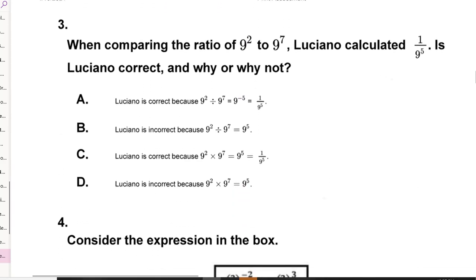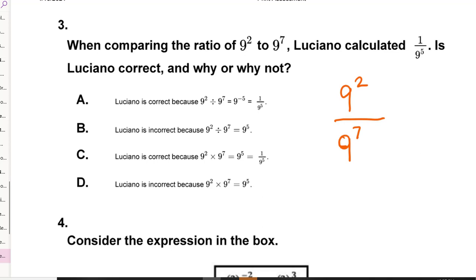All right, number 3. When comparing the ratio of 9 to the 2nd to 9 to the 7th. So I'm going to go ahead and write that as a ratio. A ratio looks like a fraction. It's comparing two things by dividing. Luciano calculated that as 1 over 9 to the 5th. Is Luciano correct? Why or why not? All right. So here I'm going to get rid of C and D because we're not multiplying. Okay, so those are poor answer choices for that reason.